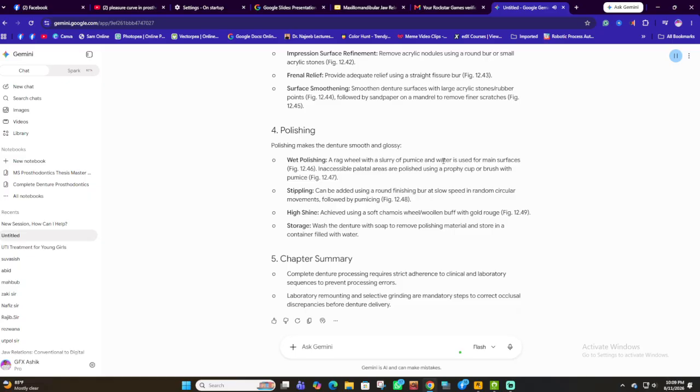5. Chapter Summary. Complete denture processing requires strict adherence to clinical and laboratory sequences to prevent processing errors. Laboratory remounting and selective grinding are mandatory steps to correct occlusal discrepancies before denture delivery.